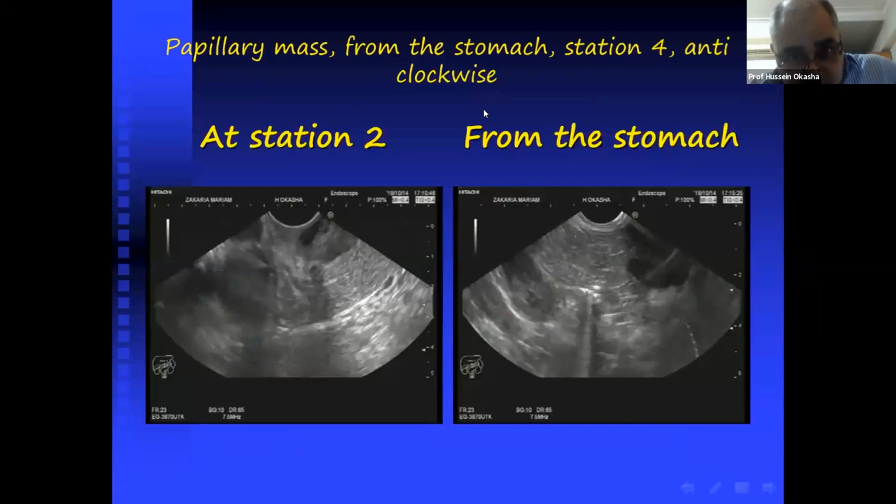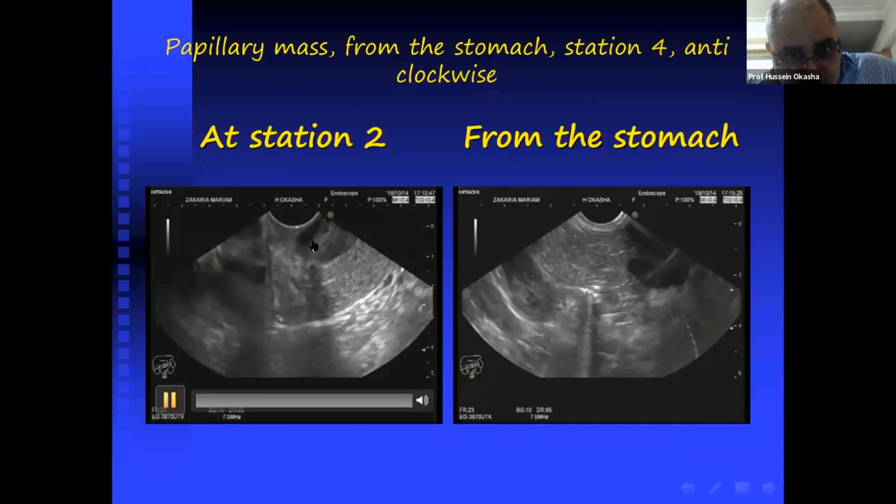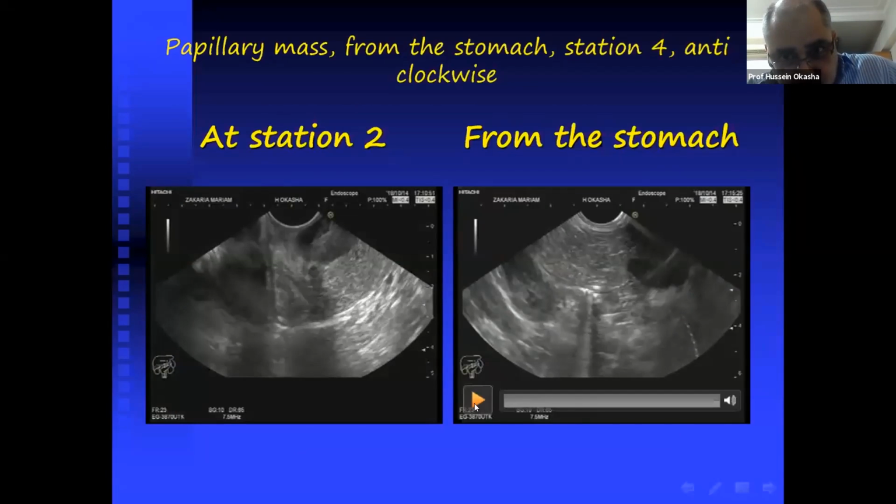And this is a very nice case of a somewhat large papillary or ampullary mass, proved later on after surgery to be a gastrointestinal stromal cell tumor of the papilla, which is not common. This is the view from the duodenum. This is a papillary mass from the duodenum. And here, this is the papillary mass from the stomach.